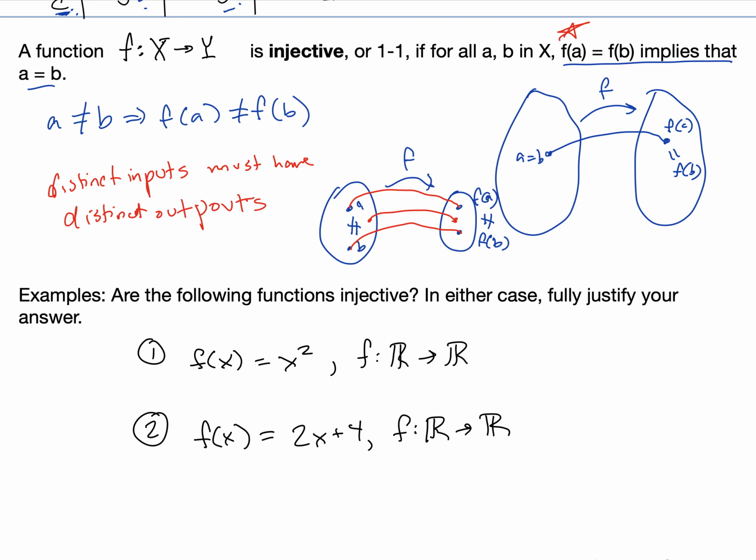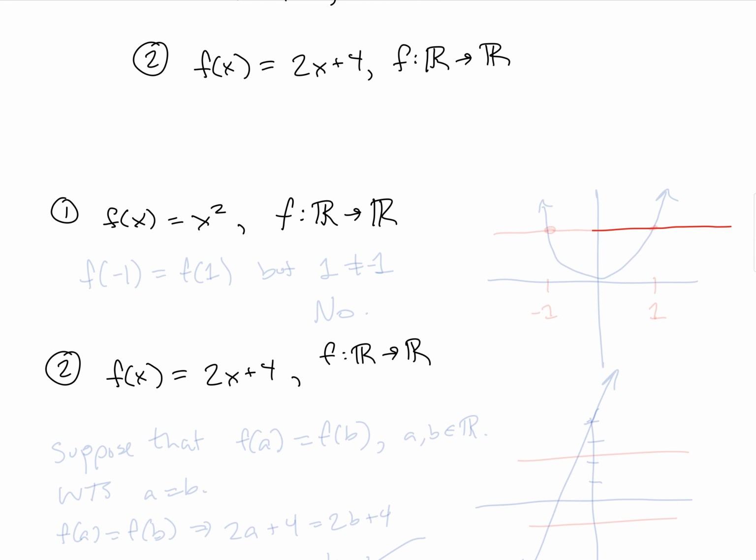All right, so here are a couple examples. Are the following functions injective? In either case, fully justify your answer. So our first function is the function f of x is x squared, mapping the real numbers to the real numbers. The second is f of x equals 2x plus 4, mapping the real numbers to the real numbers.